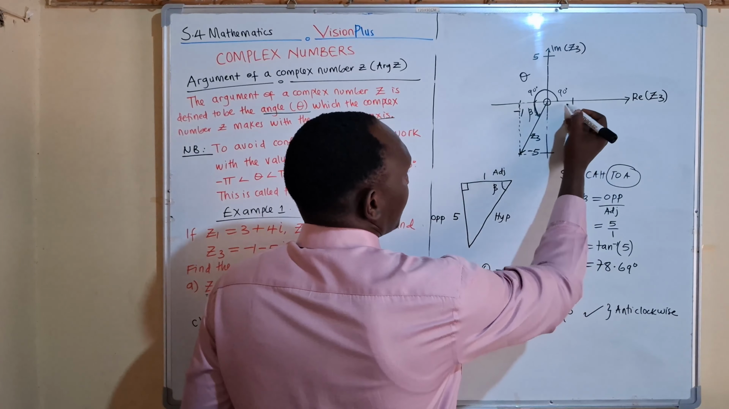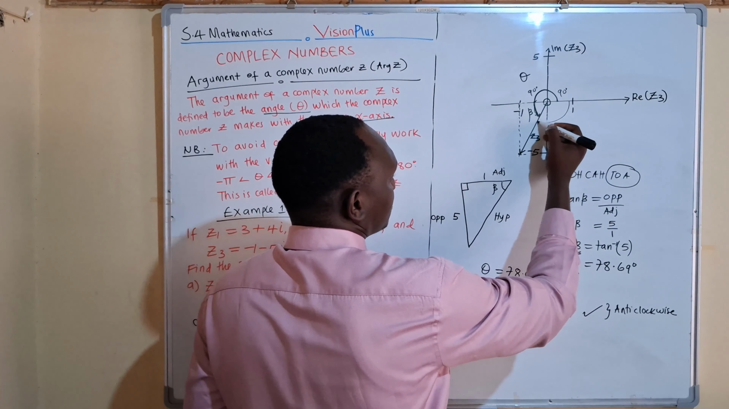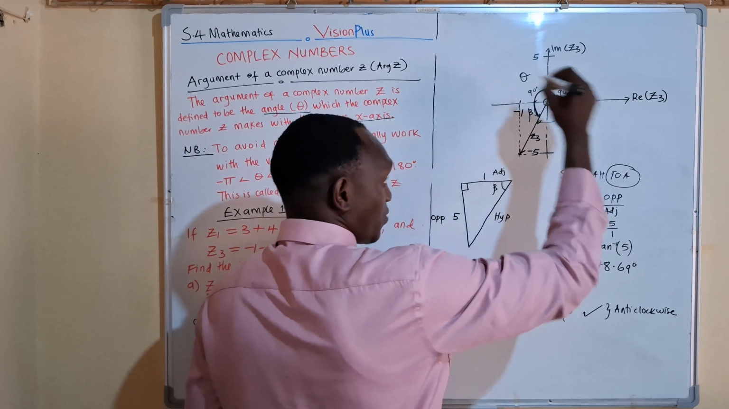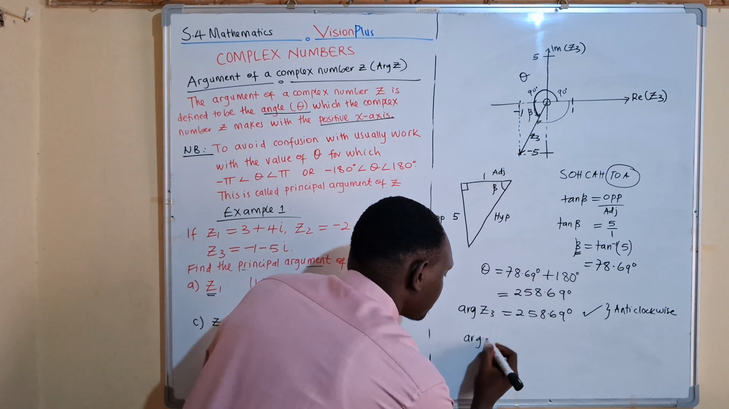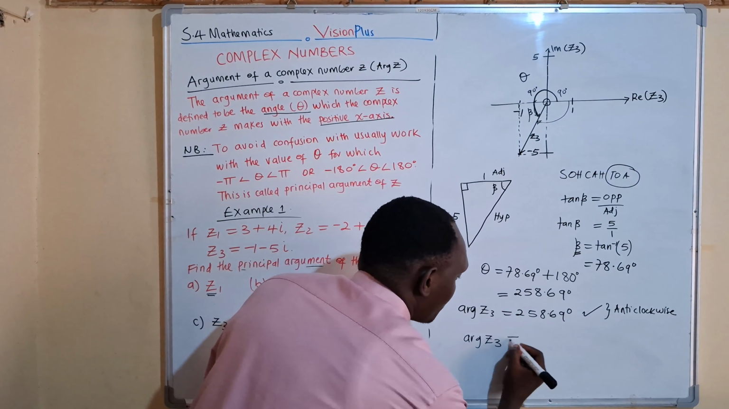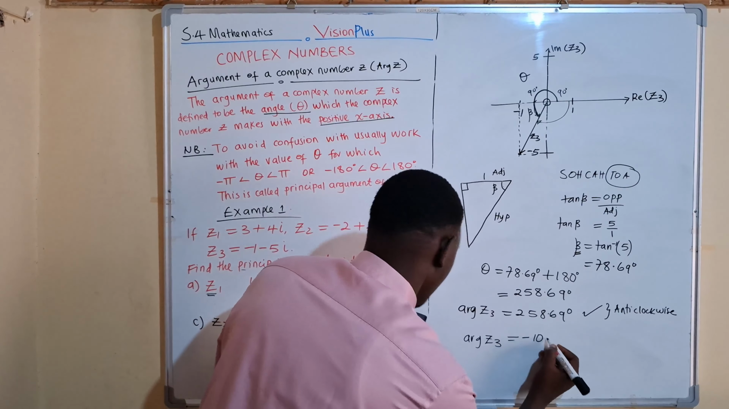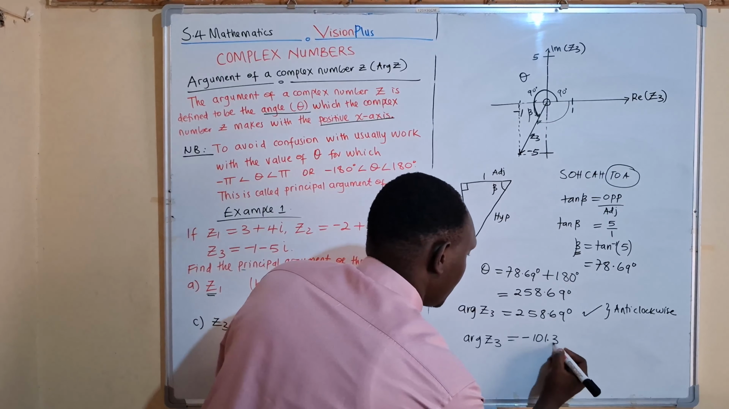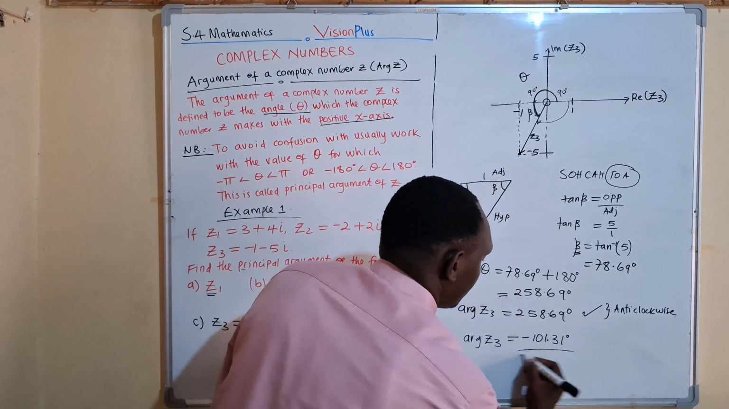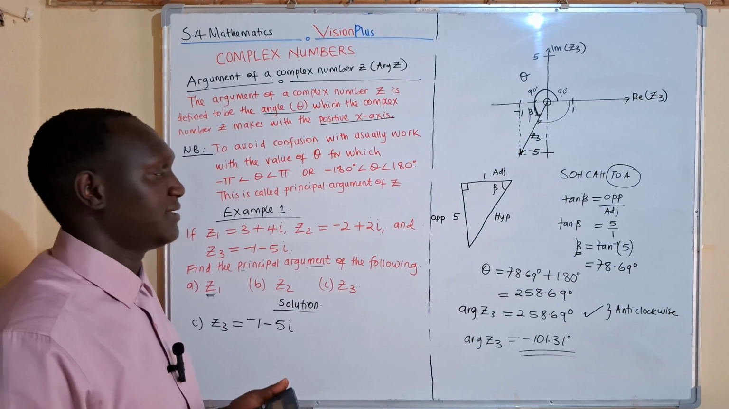That means if we are measuring clockwise, the same argument of Z3 would be negative. Remember, we said clockwise the angles are negative, anti-clockwise the angles are positive. So negative 101.31 degrees. The other is when we are coming anti-clockwise.